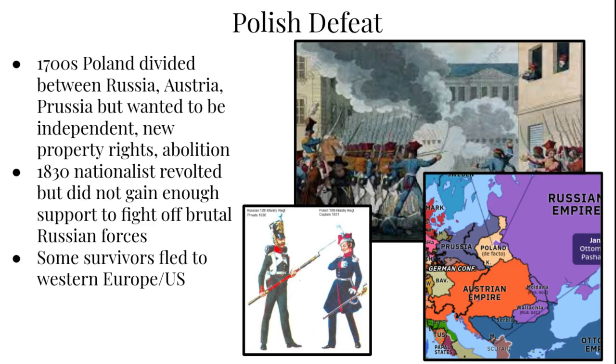The other side of Europe was Poland, but over many years it had been divided among neighbors multiple times. Russia, Austria, and Prussia, which is now mostly Germany and some others, kept taking over Polish land. But Polish people wanted to be independent, have new property rights, and ban slavery. And it makes sense because foreigners kept taking their land already. In 1830, a nationalist revolt was not enough to push out the Russians. It was a brutal time, so many Polish fled for safety in Western Europe and the U.S.